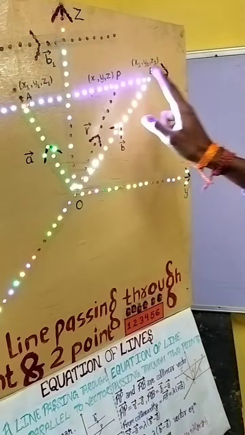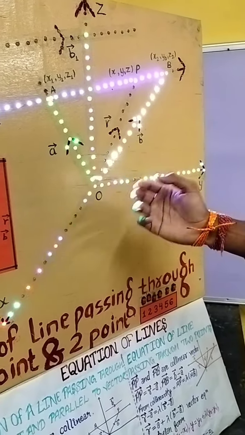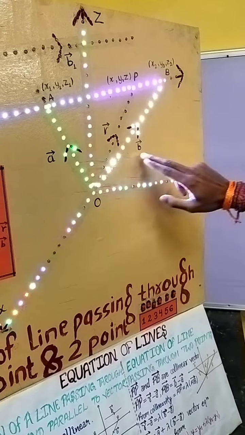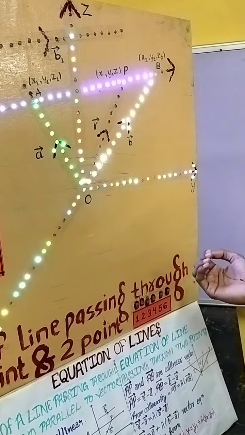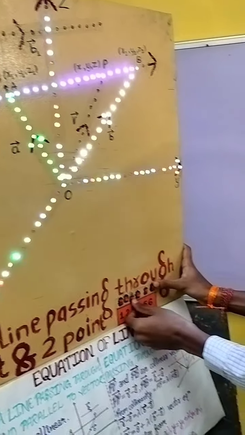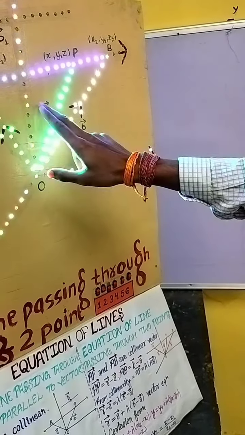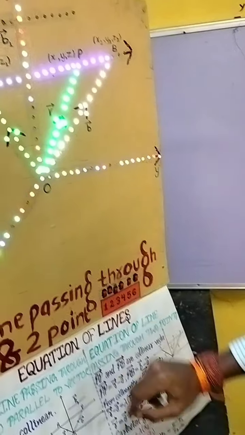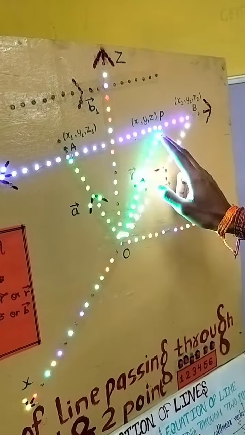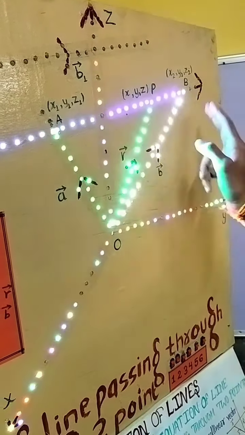Now I'm trying to find the equation of a line passing through 2 points, point A and point B, whose position vectors are given as vector A and vector B. And we have an arbitrary point P, whose position vector is given as vector R. So now we get to know that vector AP is collinear to vector AB.